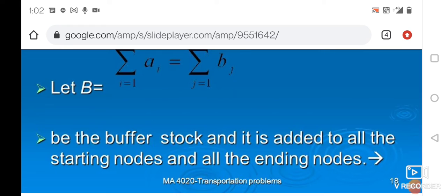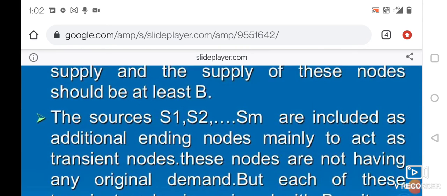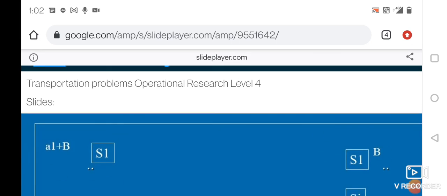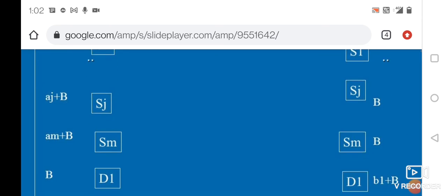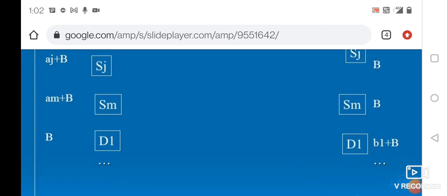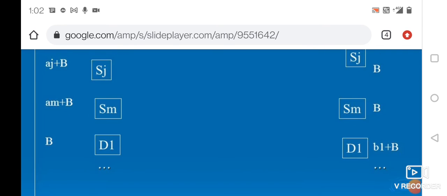Let b be the buffer stock, and it is added to all the starting nodes and all the ending nodes. This is a1 plus b for s1 up to sm, and d1 up to dn.